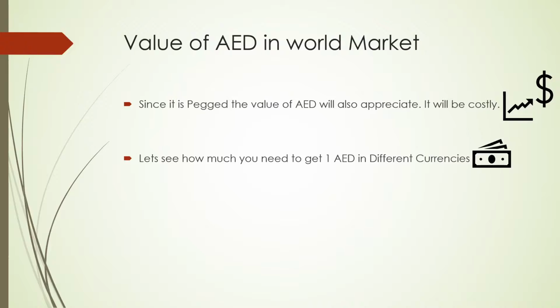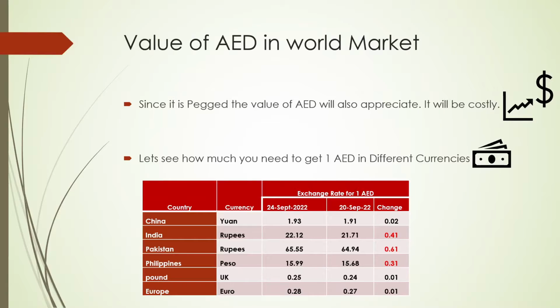Okay, so in order to understand the immediate impact of this rate hike, what I have done, I have taken two time periods, 20th September and 24th September, and I have just compared the exchange rate of 1 dirham. You will see that most of the countries, China, India, Pakistan, Philippines, even UK pound sterling, and Europe, you will find that the change is positive, which basically means now they have to pay more to get one dirham. Typically you will see that pound and Europe is more or less, and even China is very less change, but you see the impact on India, Pakistan, and Philippines.